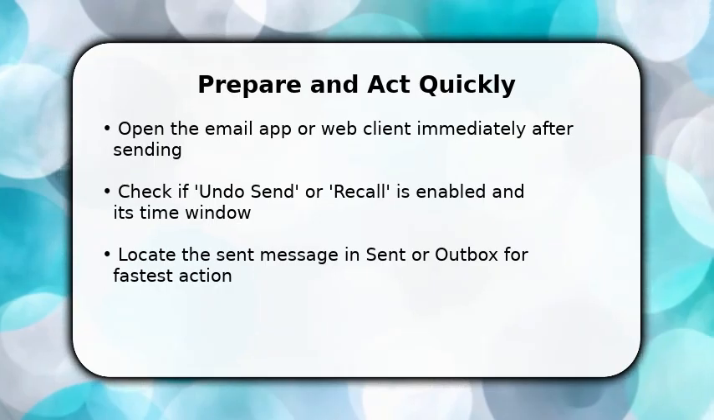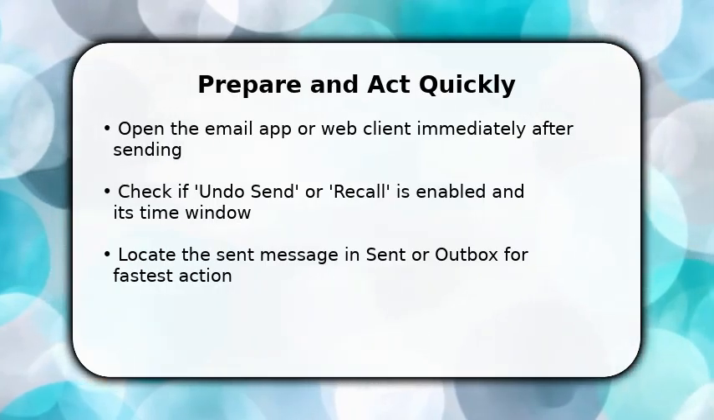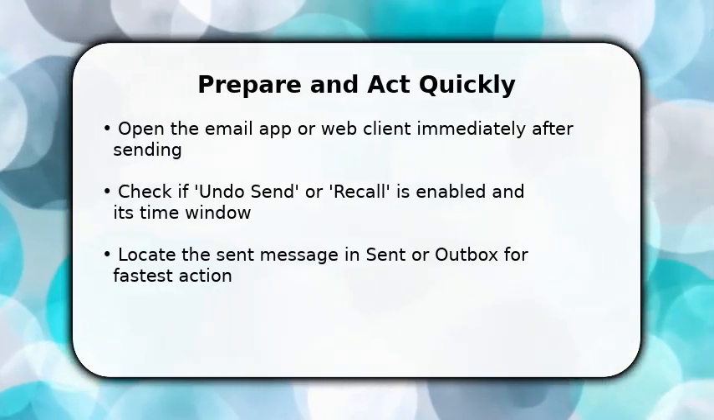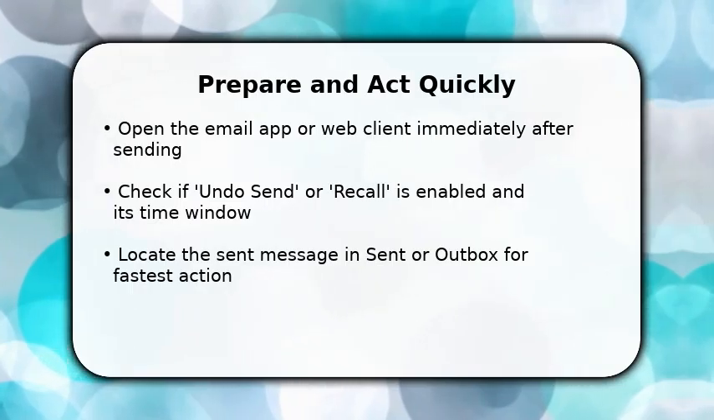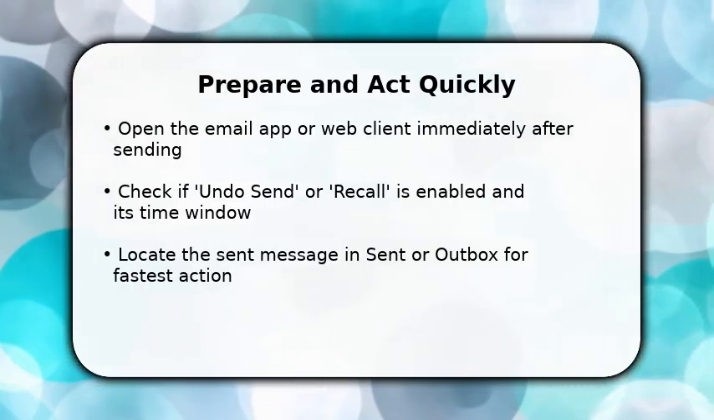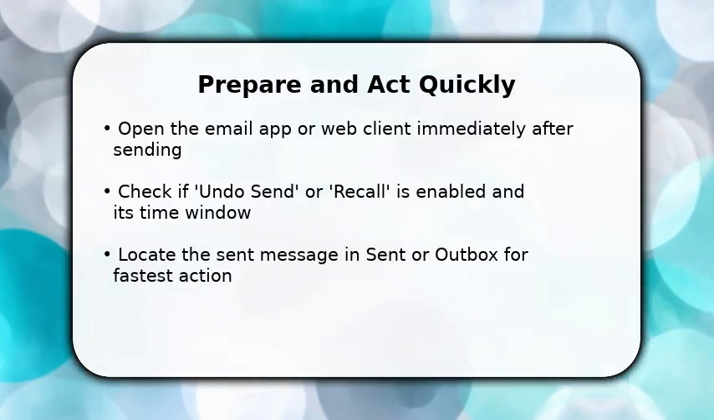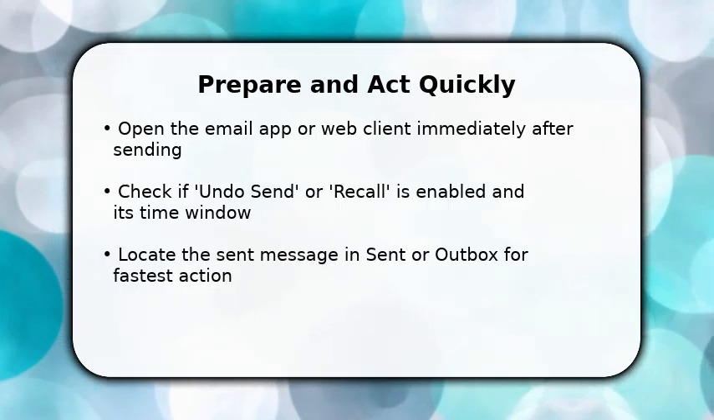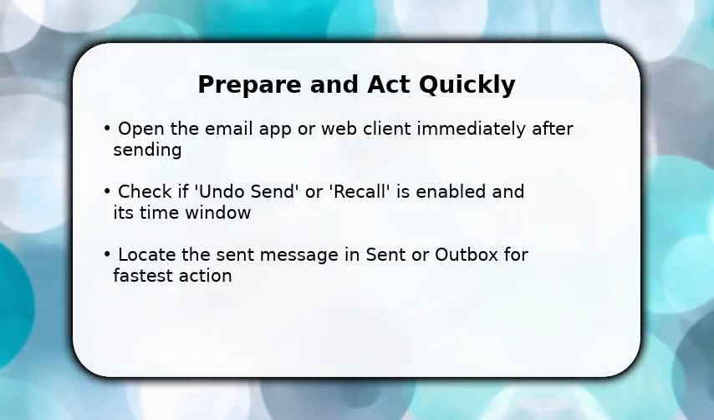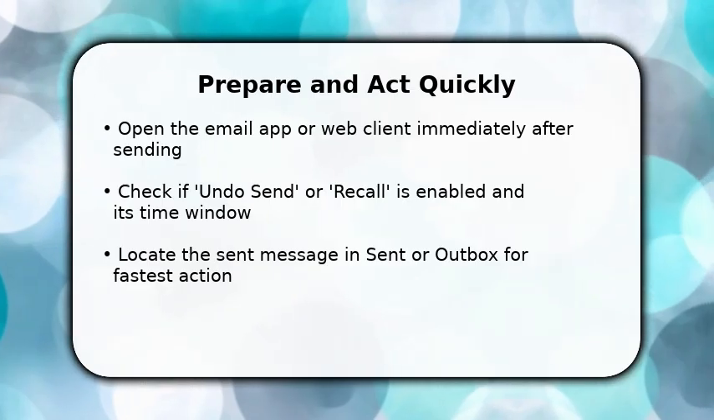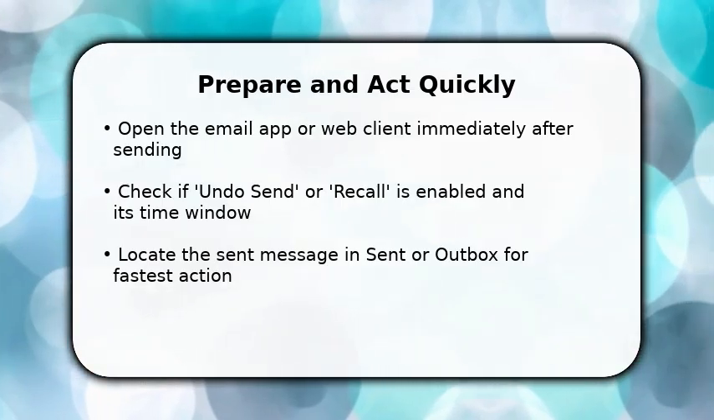You sent the message. Act now. First, open the same app or web client where you composed the mail and head straight to Sent or Outbox. Make sure Undo Send or Recall features are enabled and note the available time window, because you'll rely on that millisecond buffer. Once found, look for an obvious Undo, Recall, or Retract button. Press it without composing anything else.